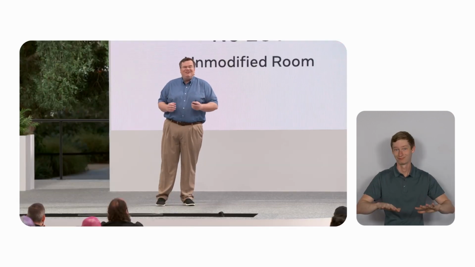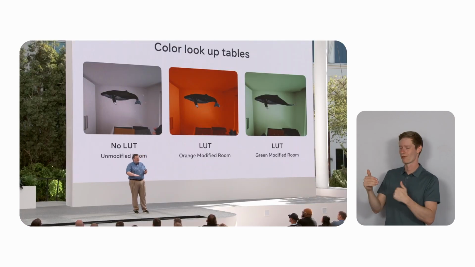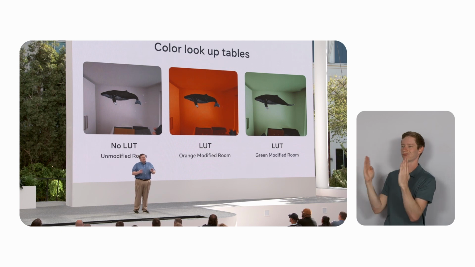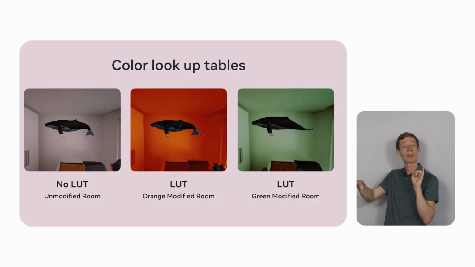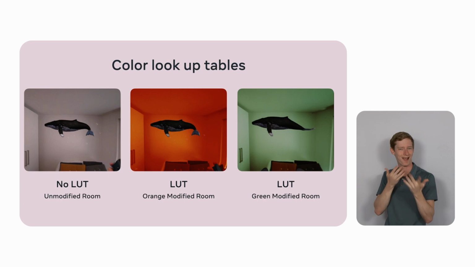Or take a look at the example pictured here. This room normally has white walls, and there's an orange pillow at the bottom. You can use color LUTs to turn the whole room orange, or you can be more selective and just use it to change white or gray areas to shades of green, while leaving the orange pillow alone, unchanged.